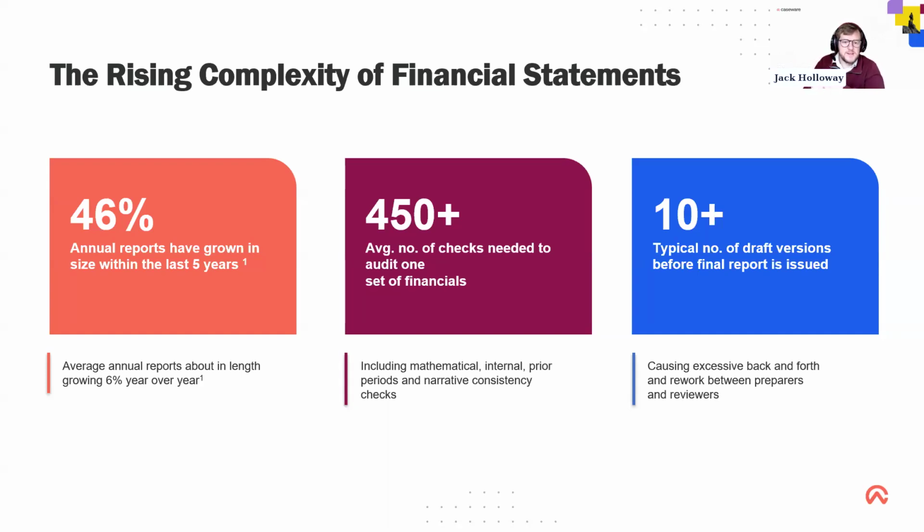It's doing those checks, with an average of 450 checks within each set of statements, which causes pain points for auditors. And then finally, we've spoken to a lot of our corporate clients, where the typical number of draft versions that go back and forth between auditors and financial directors within firms tends to be around 10 versions, with small edits, large edits, and everything like that within the accounts.